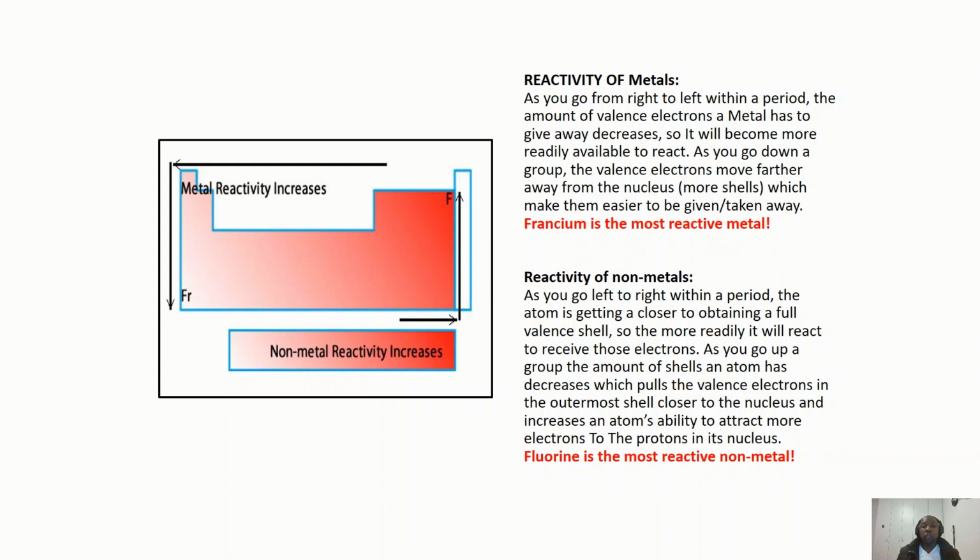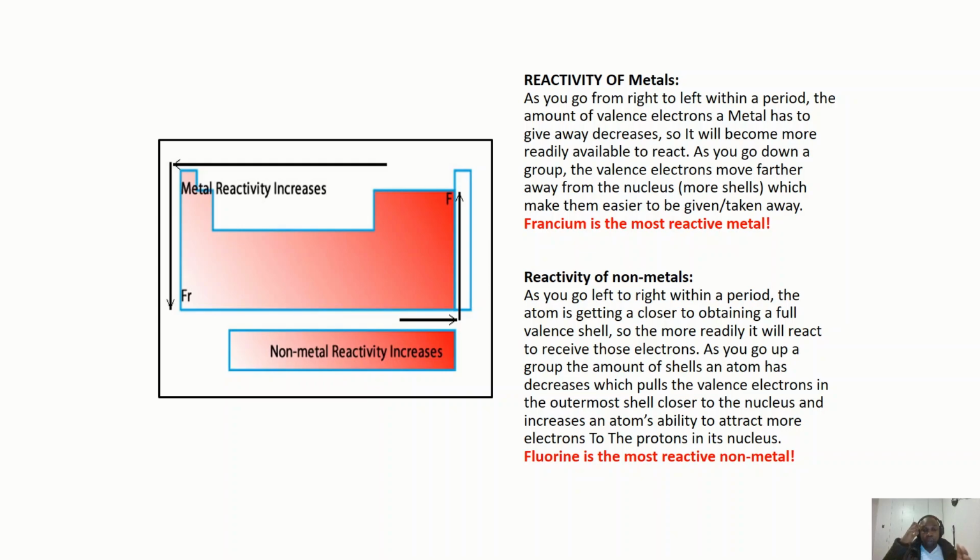As you go up the group, the number of shells an atom has decreases, which pulls the valence electrons in the outermost shell closer to the nucleus. If the number of shells decreases, it gives the protons in the nucleus more pull. It positions them well so that they can attract the electrons to them. So the atom's ability to attract more electrons to the protons in the nucleus increases, because there are fewer shells. If you are going from bottom to top of the group, there are fewer shells.